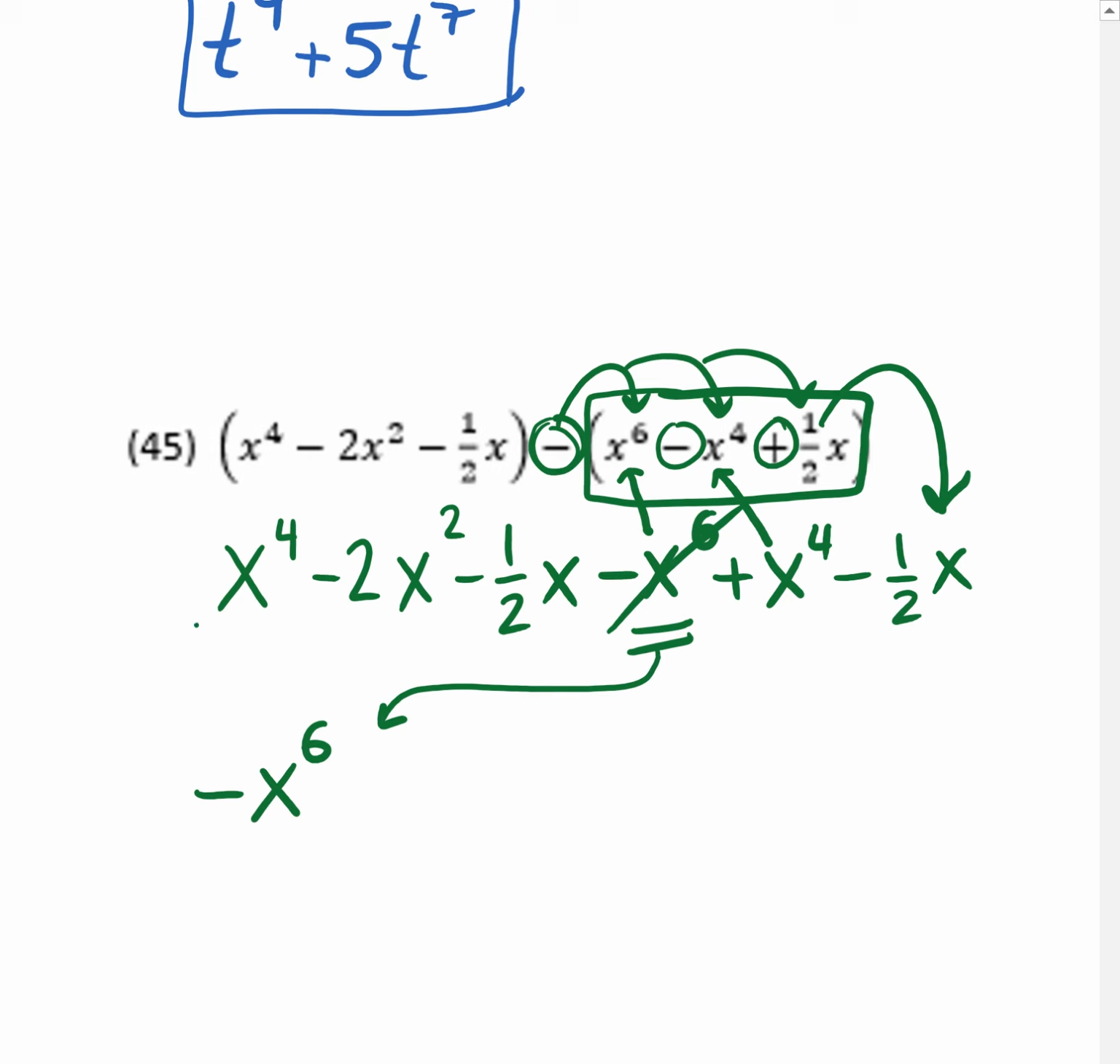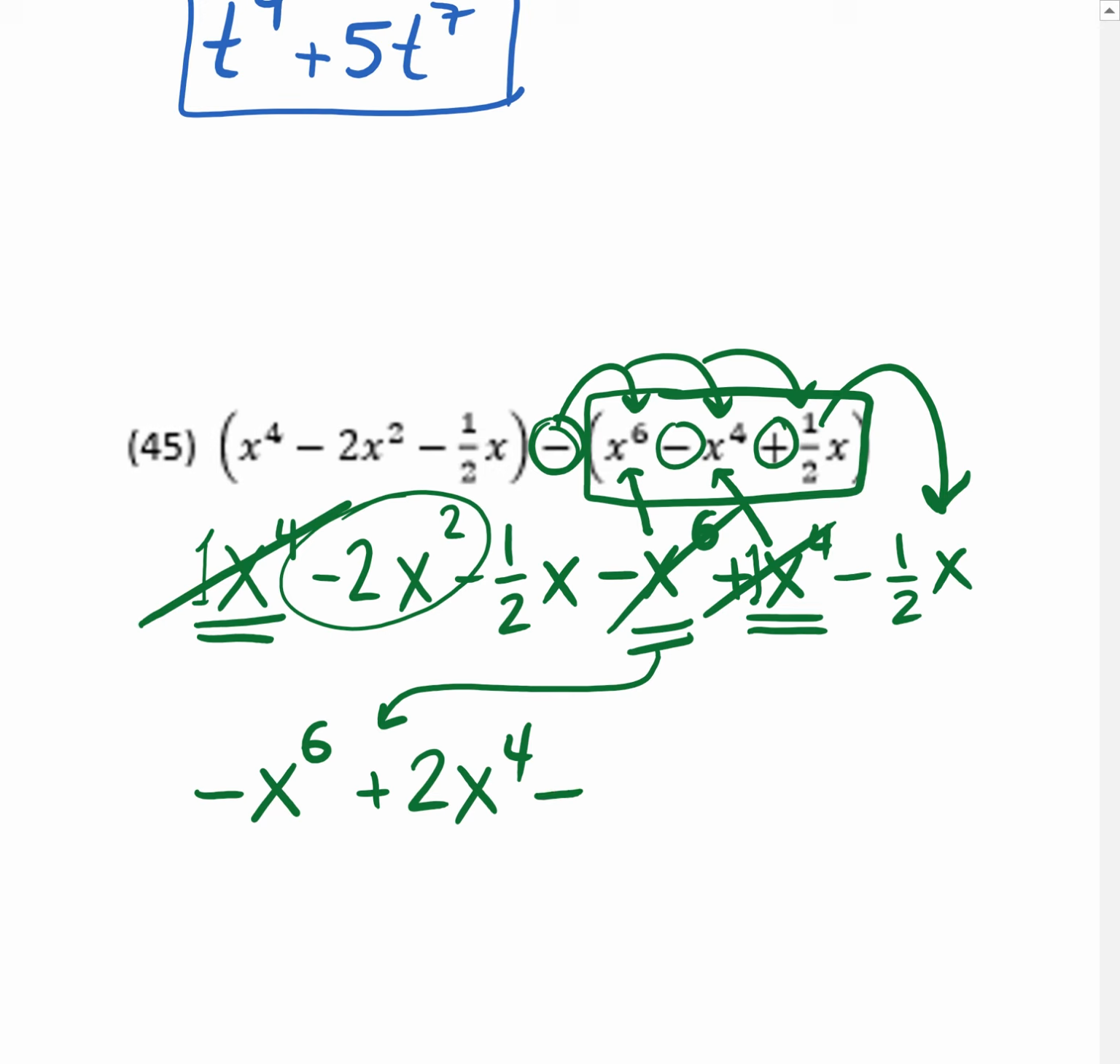The next highest power, I have some x to the fourths. Think of it as a 1. You have a 1x to the fourth plus 1x to the fourth, that's 2x to the fourth. So combine those guys. Now the next highest power is this negative 2x squared, and he doesn't have a like term, so he'll just stay as is. But once he's gone, what's left? Just the negative 1 half x and negative 1 half x.